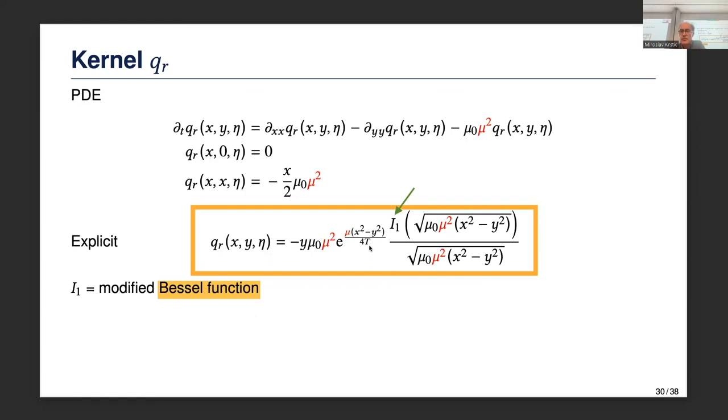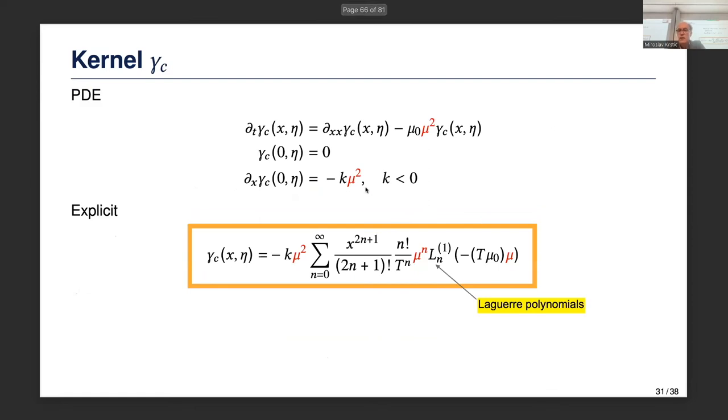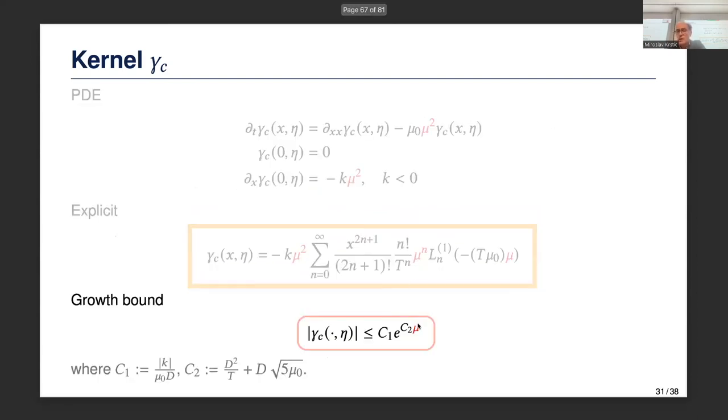I1 is a Bessel function. What interests us on the theoretical side is a growth bound of this kind of function. And this function is shown to have an exponential bound in the function mu, which grows itself. The second function is gamma c. It is governed by this PDE, and its explicit solution is given by this expression here, which again contains Laguerre polynomials, and which we bound by this exponential expression in mu.